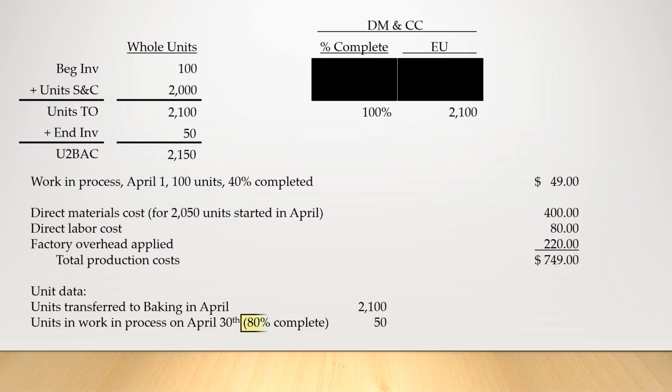Ending inventory is 80% complete. Again, both costs are added gradually throughout production, not all at once. So only 80% of materials and conversion costs were added in April. Total units to be assigned cost, 2,140.